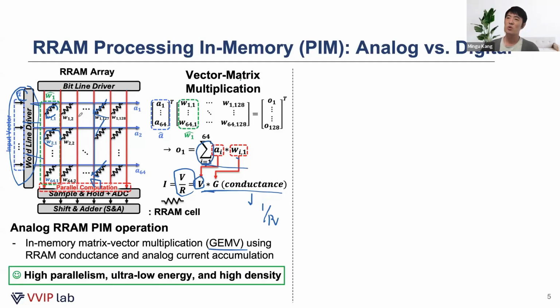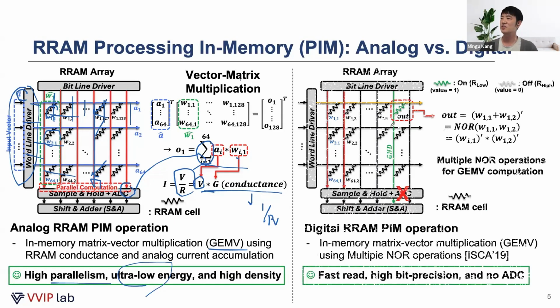As you can see, all of the rows are parallel, and all of the columns are also parallel. At the output, we generate the dot product result. This is an extremely parallel operation, and also an analog operation, so ultra low power and high density.